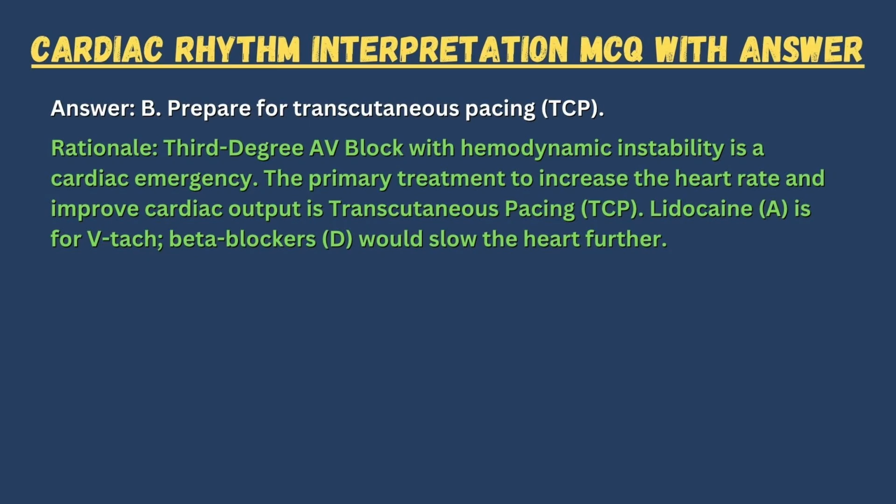Rationale: third-degree AV block with hemodynamic instability is a cardiac emergency. The primary treatment to increase the heart rate and improve cardiac output is transcutaneous pacing, TCP. Lidocaine, A, is for V-Tach. Beta blockers, D, would slow the heart further.